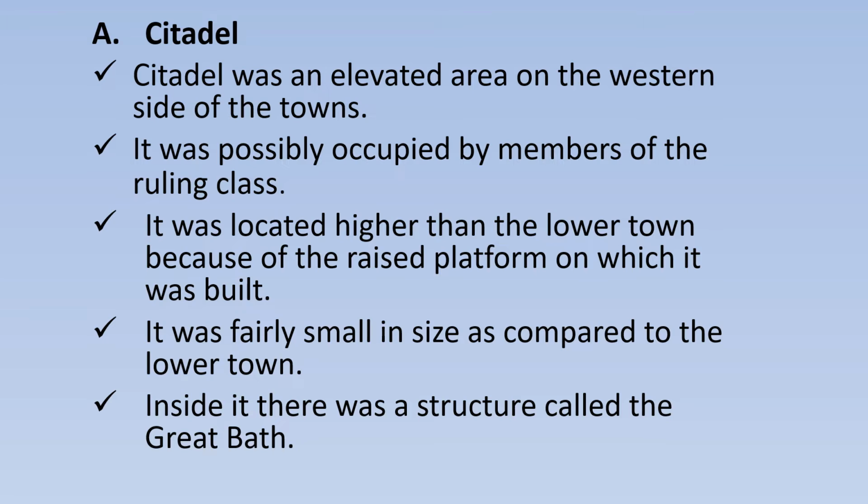The Citadel was an elevated area on the western side of the towns. It was possibly occupied by members of the ruling class. It was located higher than the Lower Town because of the raised platform on which it was built. It was fairly small in size compared to the Lower Town. Inside it, there was a structure called the Great Bath.